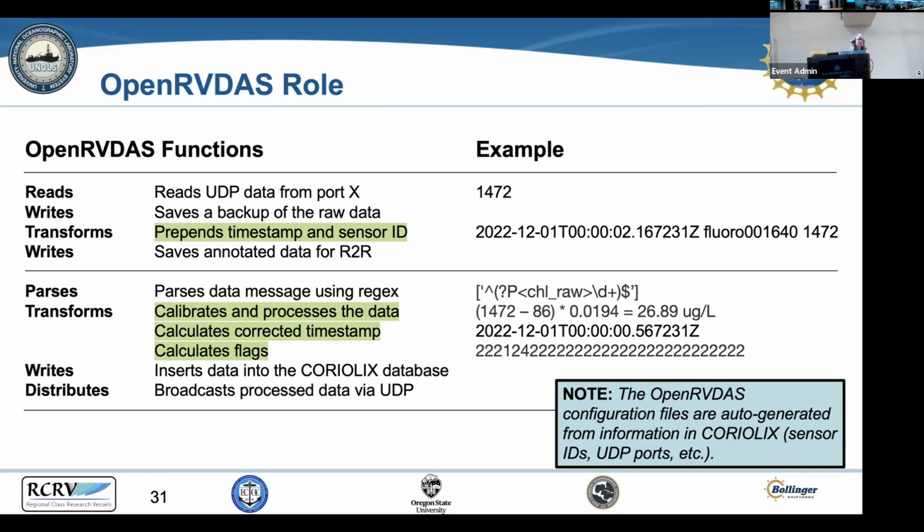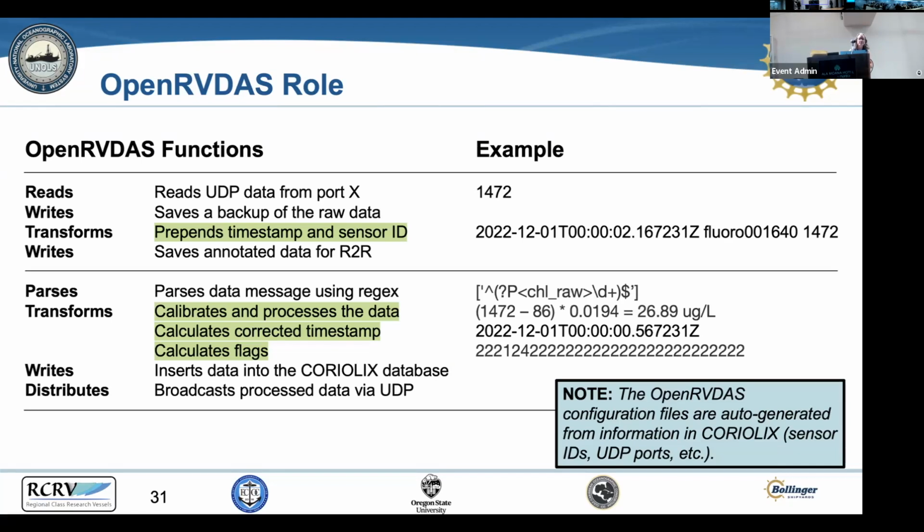It's just added to the list. Once that new sensor is added, you would have to push that big green button to propagate that information to OpenRVDAS so that it knows about the new sensor. It knows to listen to the port. It needs to know how to parse the message. So it needs a sample data message. It needs a regex expression to say, hey, this is how I parse the message. And then the data will flow in.